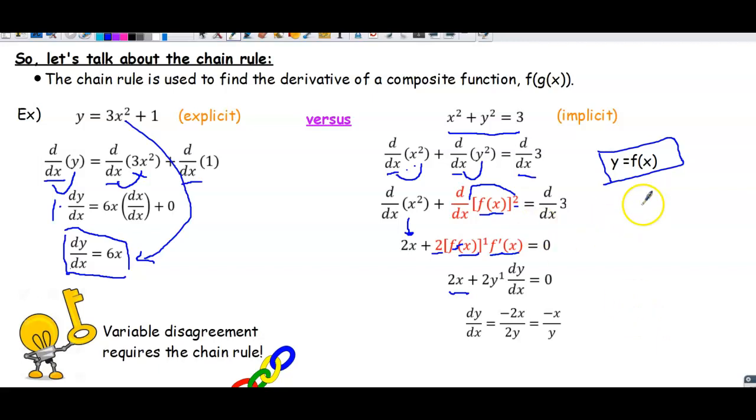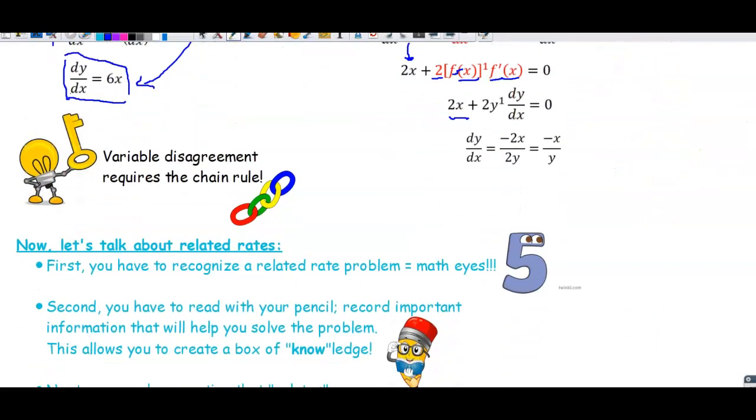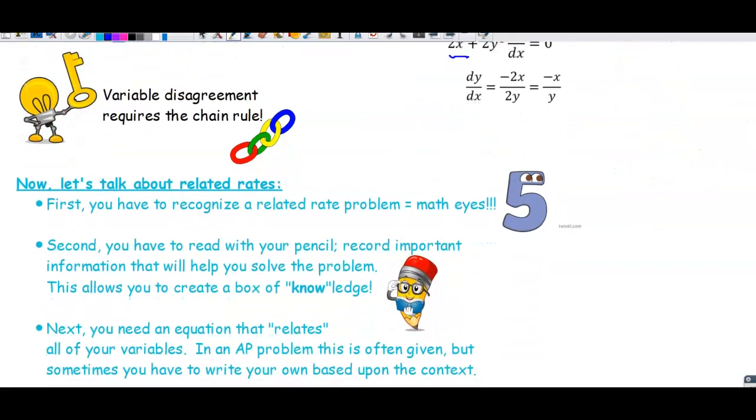that particular term. So one of the keys to identifying a related rate and implicit differentiation is looking for that variable disagreement. If you see the variable disagreement, it definitely requires the chain rule, and you have to leave behind that dy dx or that dy dt or dx dt, depending on the variable you're differentiating with respect to.